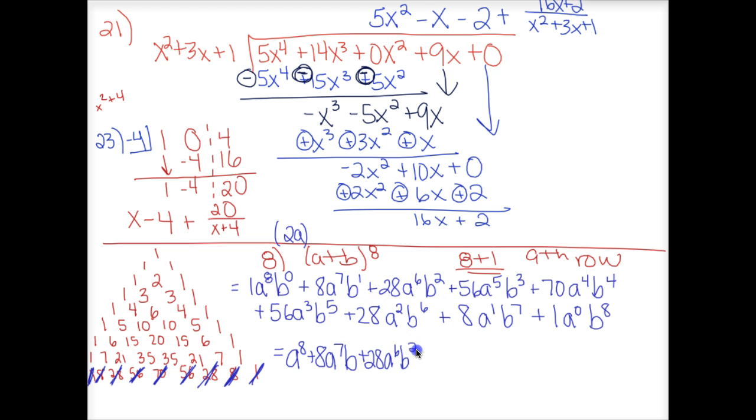A to the 6th, b to the 2nd. Same thing here, 56, a to the 5th, b to the 3rd. This one's good, 70, a to the 4th, b to the 4th. 56, a cubed, b to the 5th. 28, a squared, b to the 6th. Again, I'm running out of room, so I'm going underneath because this one does have something I need to fix. No written 1s there, so it's a, b to the 7th. Then over here, anything raised to the 0 power is 1, so 1 times b to the 8th is b to the 8th. So there's how we work out our entire Pascal's triangle.